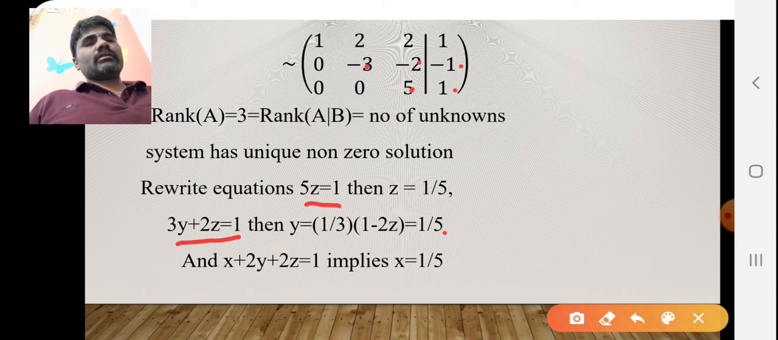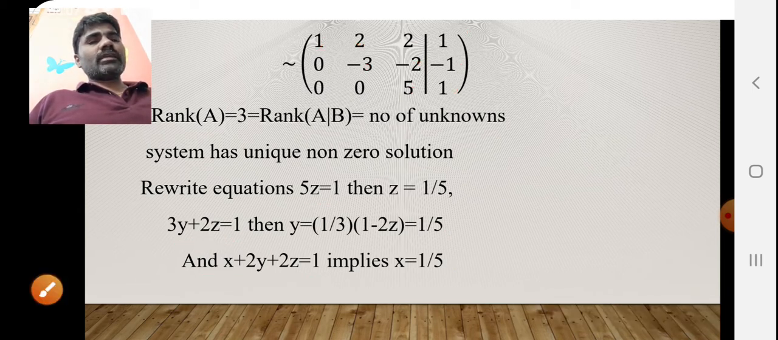Similarly, consider the first row, at the top of the matrix, that is x plus 2y plus 2z equals 1. By substituting y is 1 by 5, z is 1 by 5, we get x is 1 by 5. Therefore, the system has a unique solution, that is x equals y equals z equals 1 by 5, a unique solution, because rank of A equals rank of AB equals the number of unknowns.